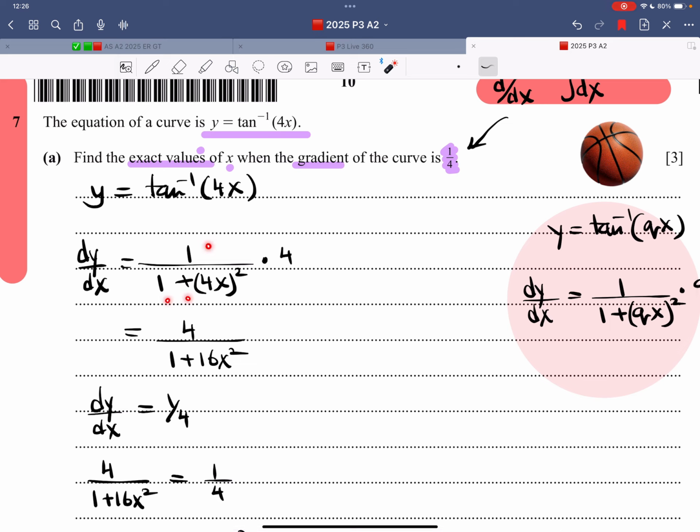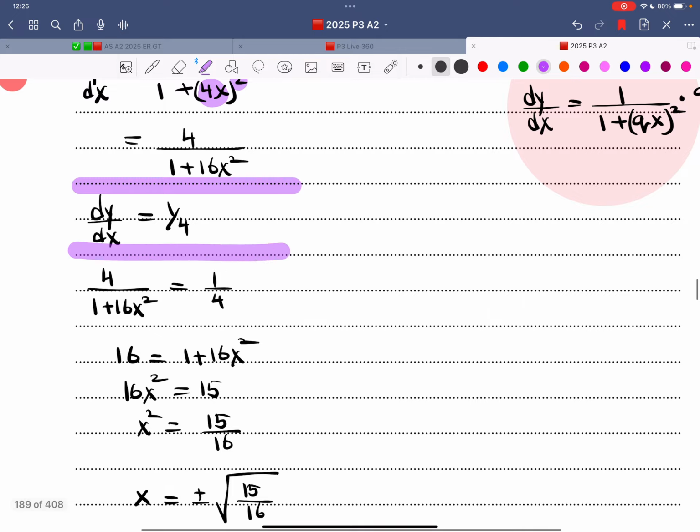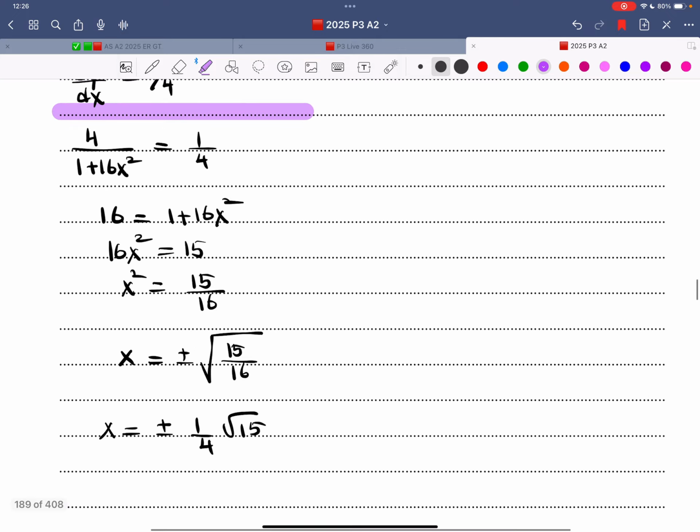1 over 1 plus 4x whole square. So this is 4x. This is 4x over here. This is 4x whole square into 4. That comes out to be this thing. That is the derivative. Now equate it to 1/4. So this equals to 1/4. And then 16x square is 15. X square is 15 over 16.